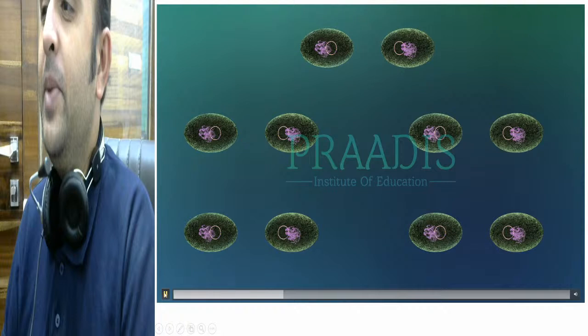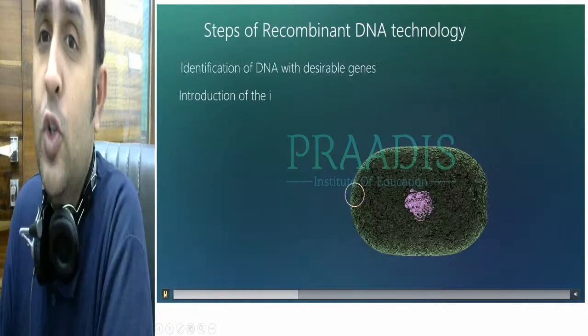Recombinant DNA technology, also called genetic engineering, deals with the production of new combinations of genetic material artificially in the laboratory. These recombinant DNA, rDNA, molecules are then introduced into host cells where they can be propagated and multiplied. Steps of recombinant DNA technology: identification of DNA with desirable genes, introduction of the identified DNA into the host, maintenance of the introduced DNA in the host and transfer of the DNA to its progeny. Tools of recombinant DNA technology. Following are the key tools of recombinant DNA technology: restriction enzymes, polymerase enzymes, ligases, vectors, and the host organism.